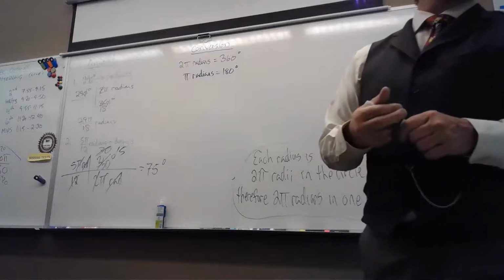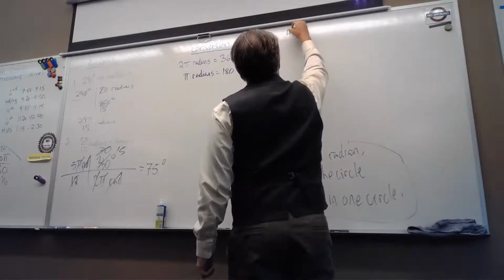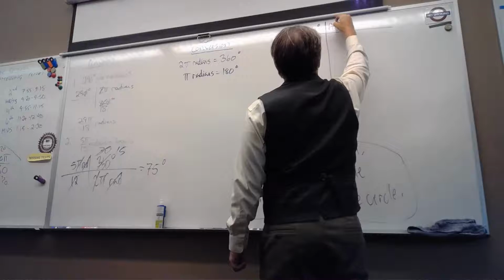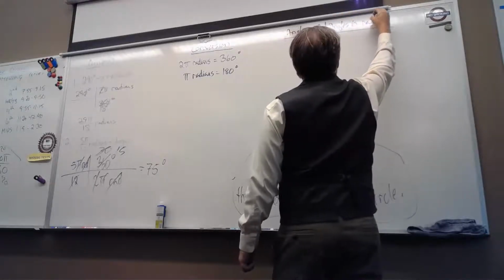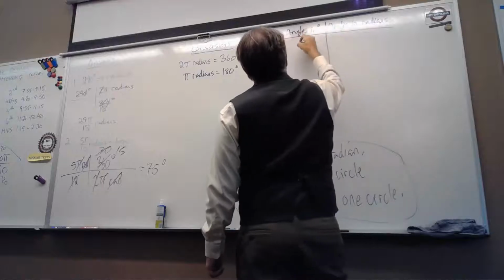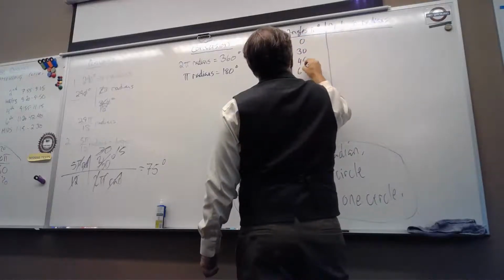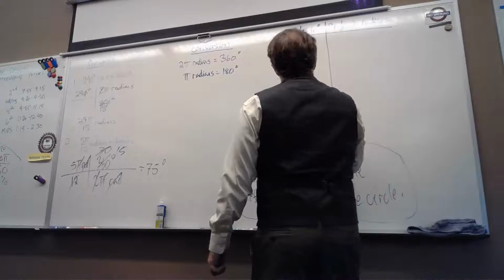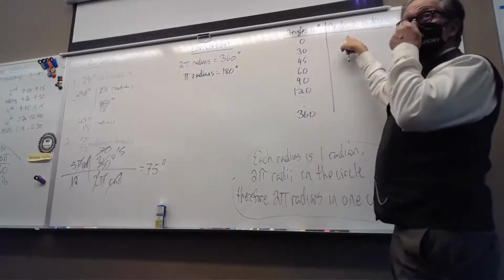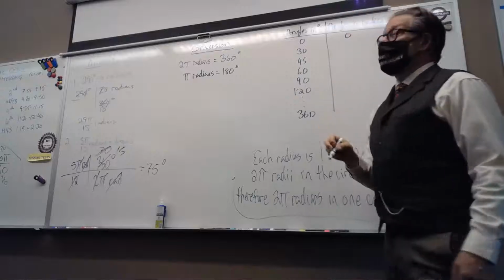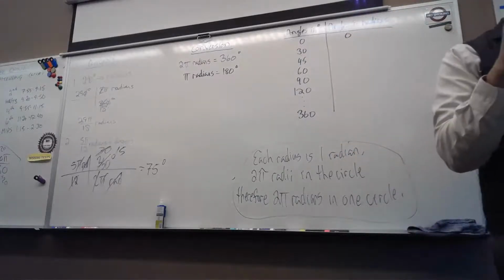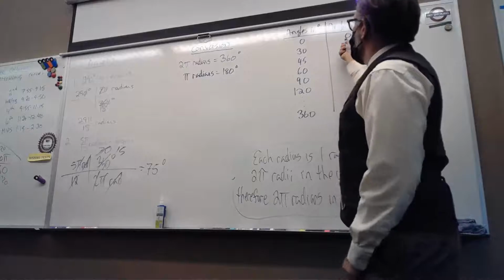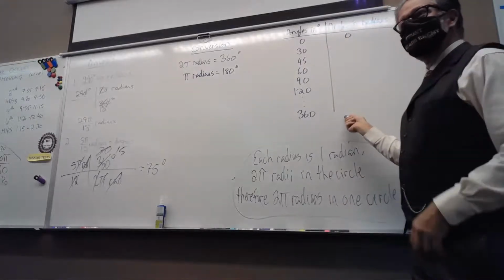All right, here's what we're doing now. Angles in degrees: 0, 30, 45, 60, 90, 120, 360. Angles in radians. I'll get you started by doing the first one for you. 0. Thank you. You're welcome. Exact values, not approximates. Go.